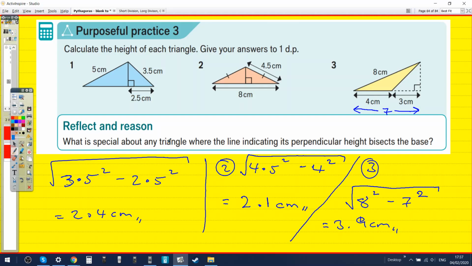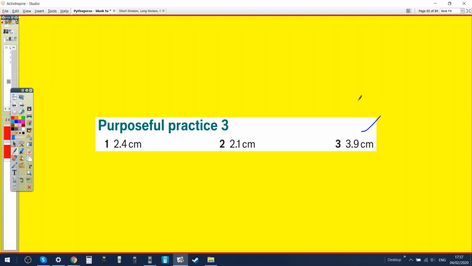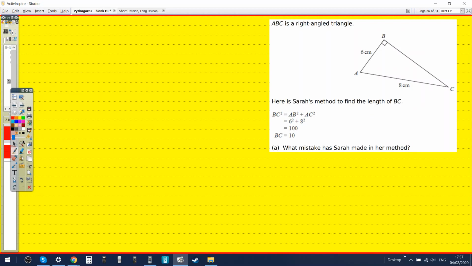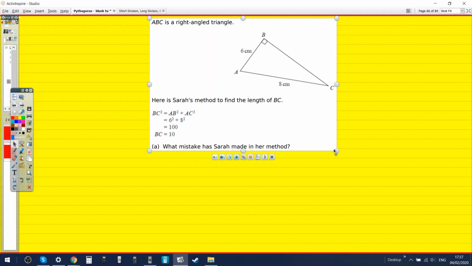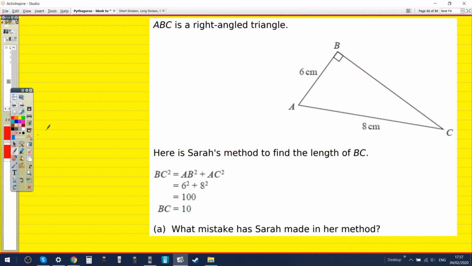Any questions with that? No. Okay, so this can be used to find the height of a triangle. Okay, let's take a look at this one. Exam question. Okay, so here follows a method to find out the depth of BC.